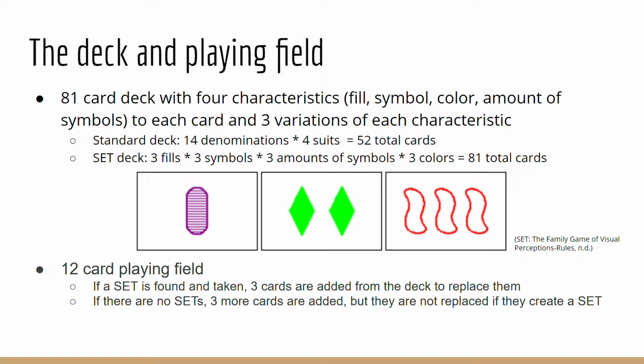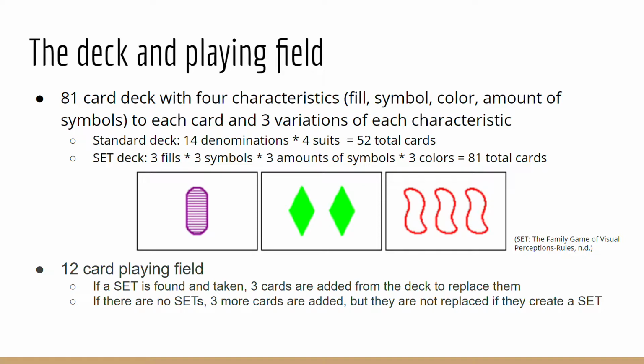Right here we have a picture of a few cards. As you can see, each card has a fill. The different fills are lined, solid, and empty. Each card has a symbol, oval, diamond, or squiggle, a color, red, green, or purple, and an amount of symbols, 1, 2, or 3. It's these variations that create the number of cards in the deck. That's important to remember because the variations are very important to playing the game of Set.